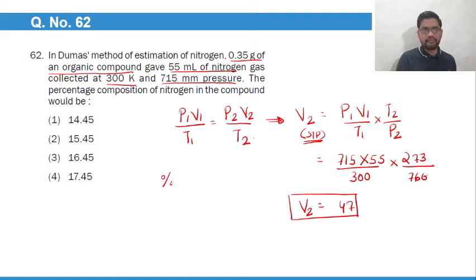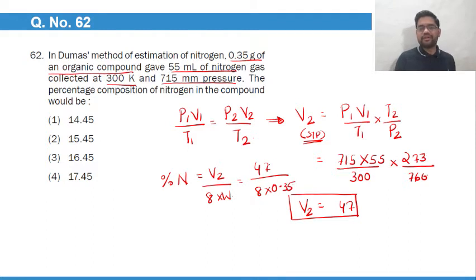47, and hence percentage of nitrogen can be easily calculated as V2 by 8 into weight of the organic compound. That is, V2 is 47 by 8 into 0.35. So 6 8s are 48. It is almost 6 times. So if you solve all these things, let's see what is the answer. After solving this thing, you will get 60.45 as an answer. Clear? Sure.